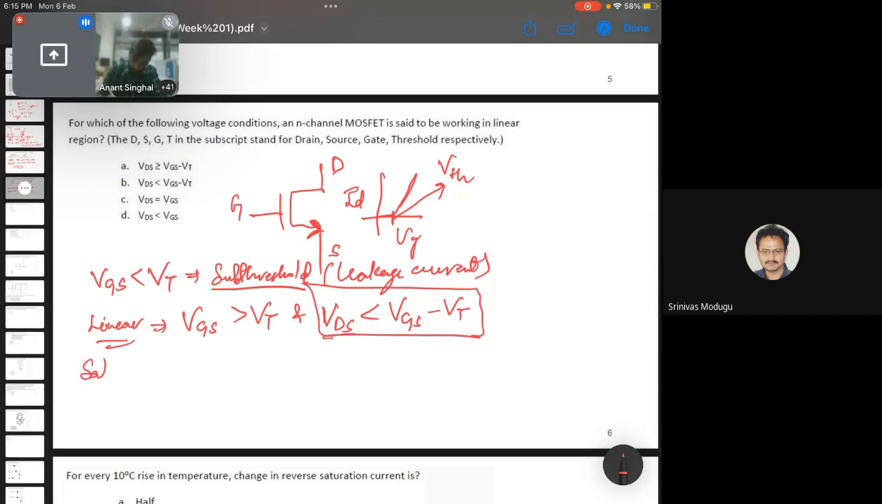And third is the saturation region, where the initial condition remains the same, and this VDS is now greater than this difference of VGS minus VT. So here the transistor acts as a short circuit, we can say. It allows the current to pass through it. So in the question, it has been asked that the MOSFET is said to be working in the linear region. So the correct answer to this question is option B.